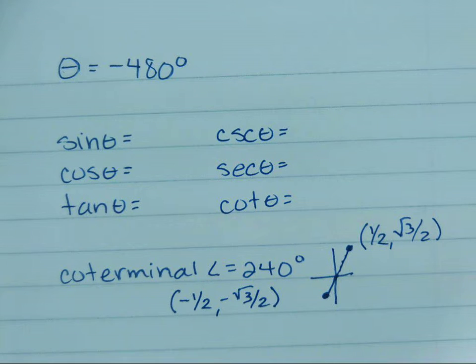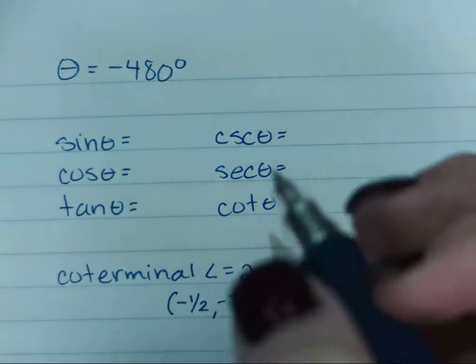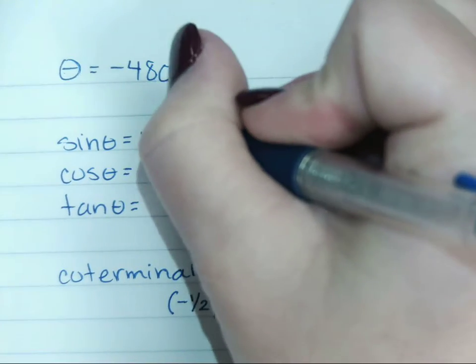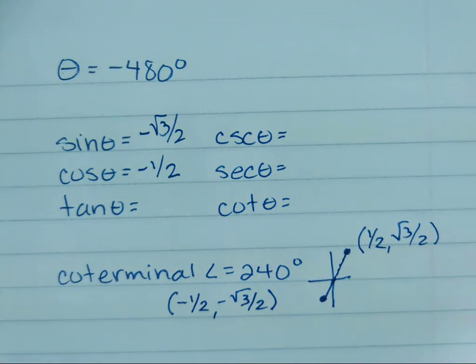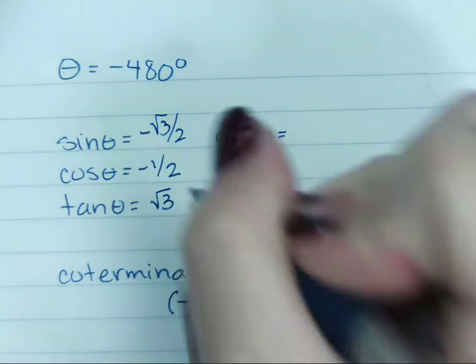So some of those lines that we drew, you want to be able to follow the line down and use the same coordinate and just change the signs in that quadrant. Right? And then everything that you do now is going to be with that coordinate. So sine is negative root 3 over 2. And cosine is negative 1/2. And you have to remember a negative over a negative turns this to a positive root 3.